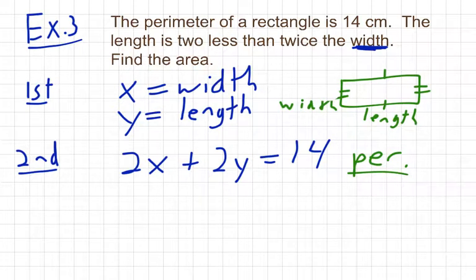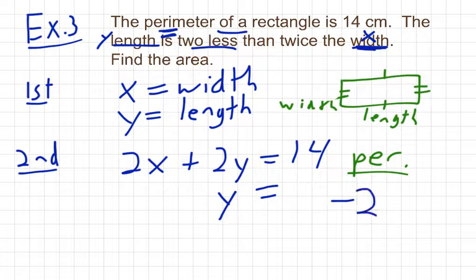Alright, next up it says the length, so my length I let be y. So y equals, I'm just translating this into an equation, 2 less than means I'm subtracting 2, and twice the width, my width is x. So putting that all together, it's y equals 2 less than, I'm taking 2 away from, twice the width, or 2x. So there's my second equation. And they need to both be solved for y.